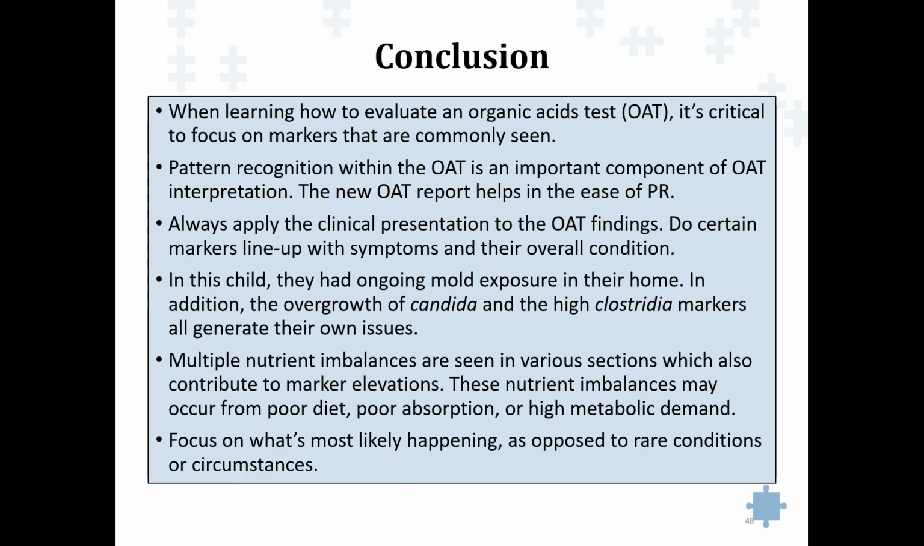Multiple nutrient imbalances. You always want to inquire about diet. Is the child eating a robust diet? Or are they very selective? If they're selective, like many autistic kids are, they're going to be nutrient depleted. If they have poor gut function, they may not be absorbing their nutrients effectively.